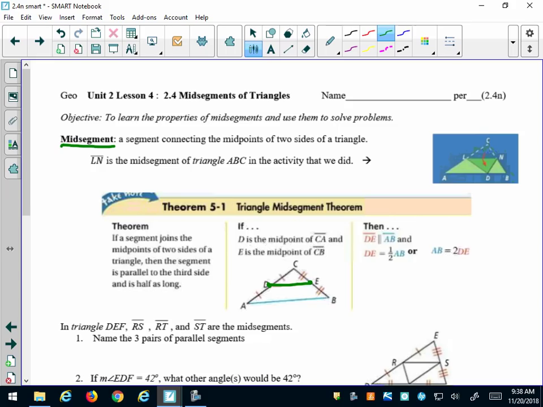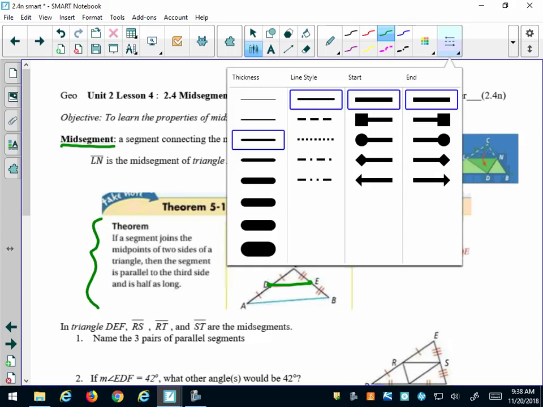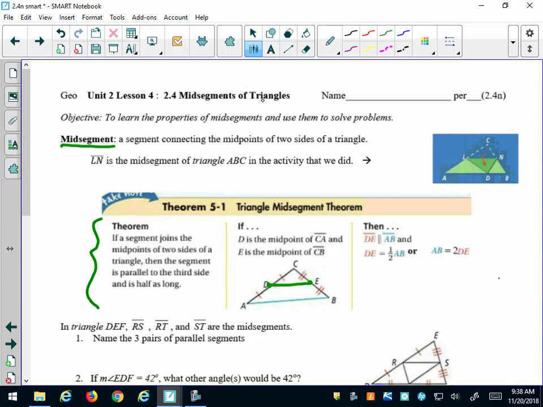The theorem says the mid-segment of a triangle always is parallel to the third side and half the length of that third side. Okay, so there's really two parts to this theorem: parallel and half the length of the third side. Okay, this second one, I prefer this.